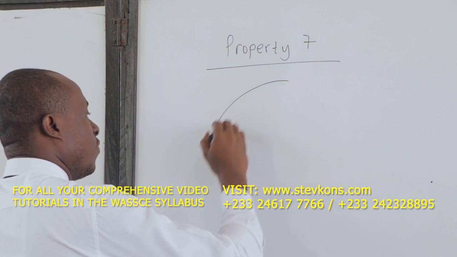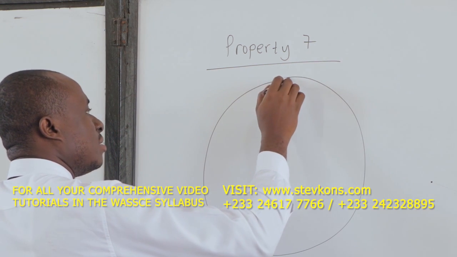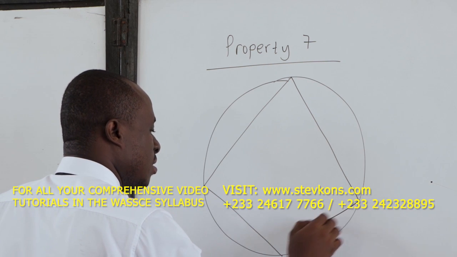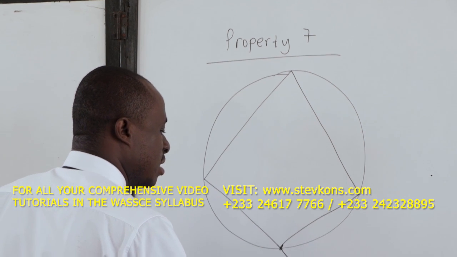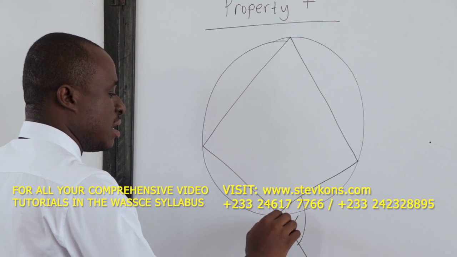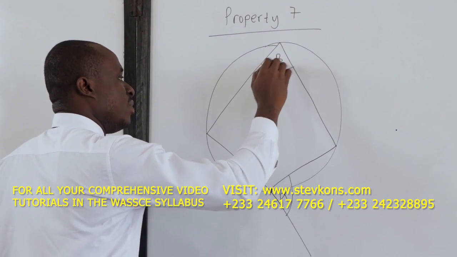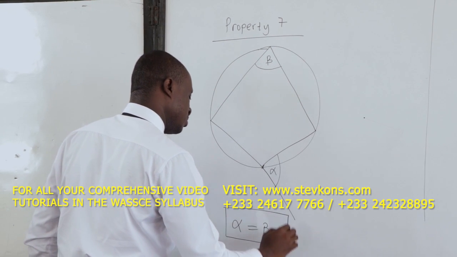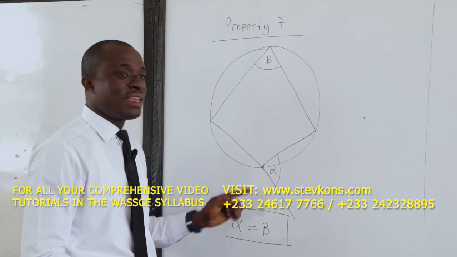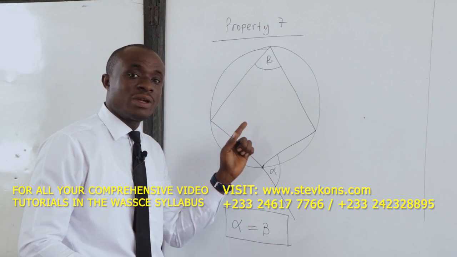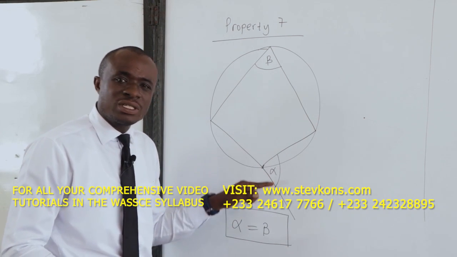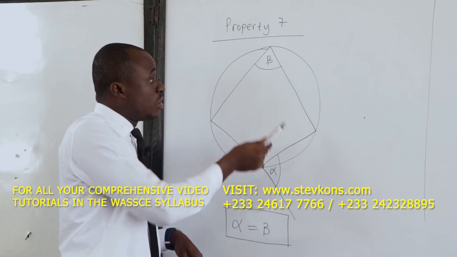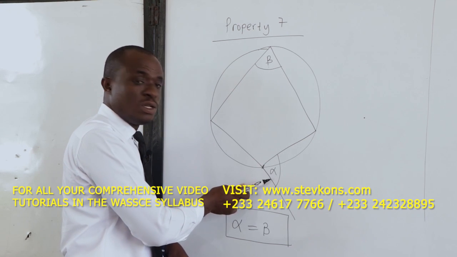What are we saying? Now, if we have a circle, and in it we can see a four-sided figure. Let's suppose that we have an exterior angle over here. So let's suppose that this is alpha, and then this is beta. We are saying that alpha is equal to beta. And the property says that the interior angle of a cyclic quadrilateral is equal to the opposite exterior angle. So this is the opposite side, and the exterior angle is over here. So all that we are saying is that this beta is equal to that alpha.